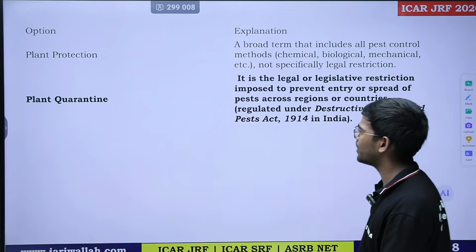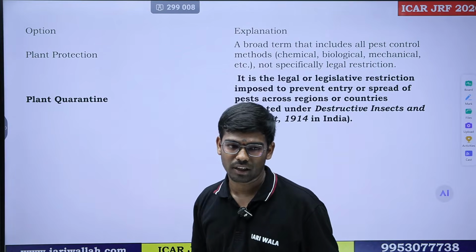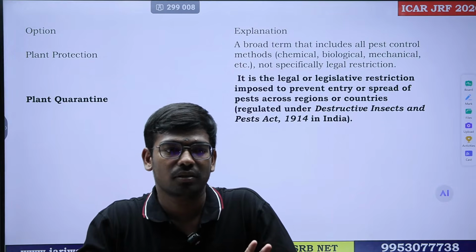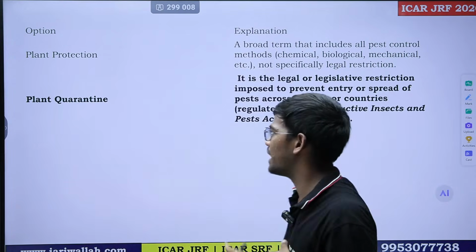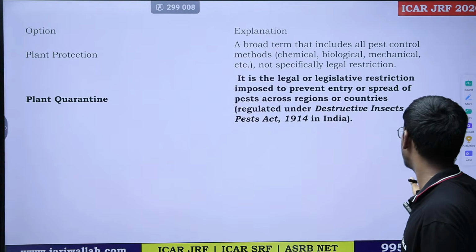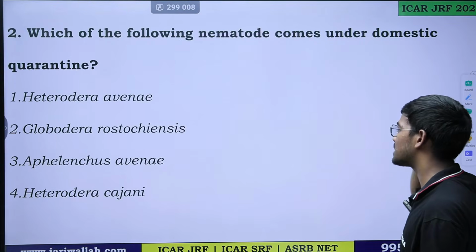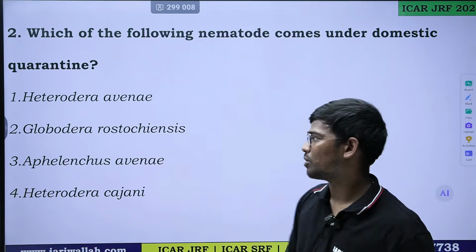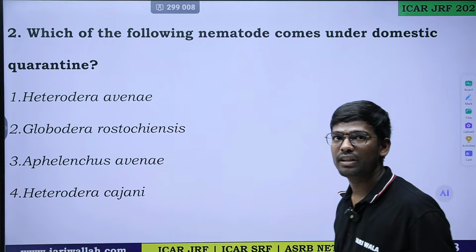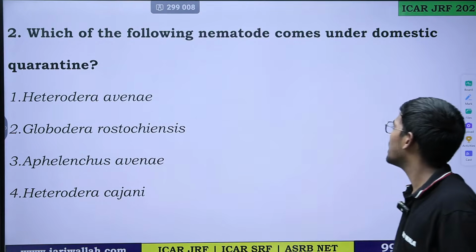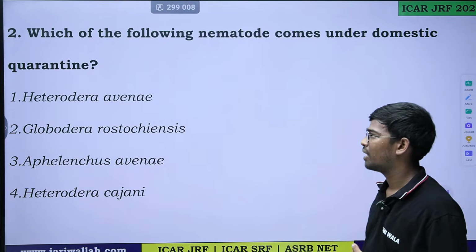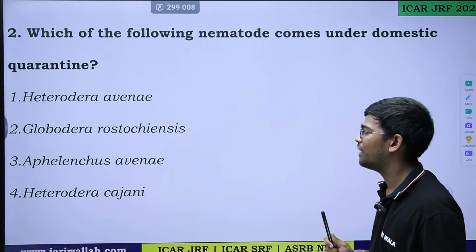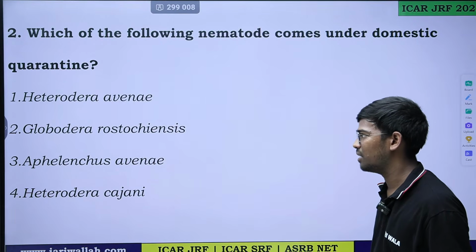And we all know different quarantine pest acts. We know the DIPA, Destructive Insect and Pest Act in 1914. Before that also we have many acts, like for Madras, and one Sea Customs Act to control the Mexican bollworm, Anthonomus grandis. So please go through it. And the next question is, which of the following nematode comes under domestic quarantine? Heterodera avenae, Globodera rostochiensis, Ephilinchus avenae and Heterodera cajani.